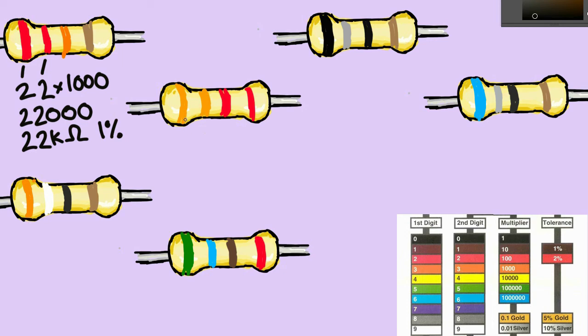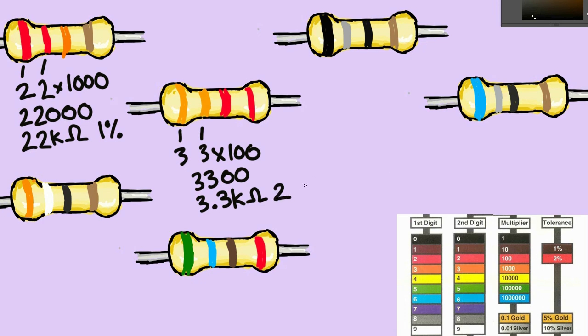Here we've got orange, orange, red, red. Orange is 3. Orange is 3 once again. We then multiply by 100 because we've got red. So 33 times 100 gives us 3,300, which is the same as 3.3 kilo ohms. Our tolerance this time is 2% because we've got a red.